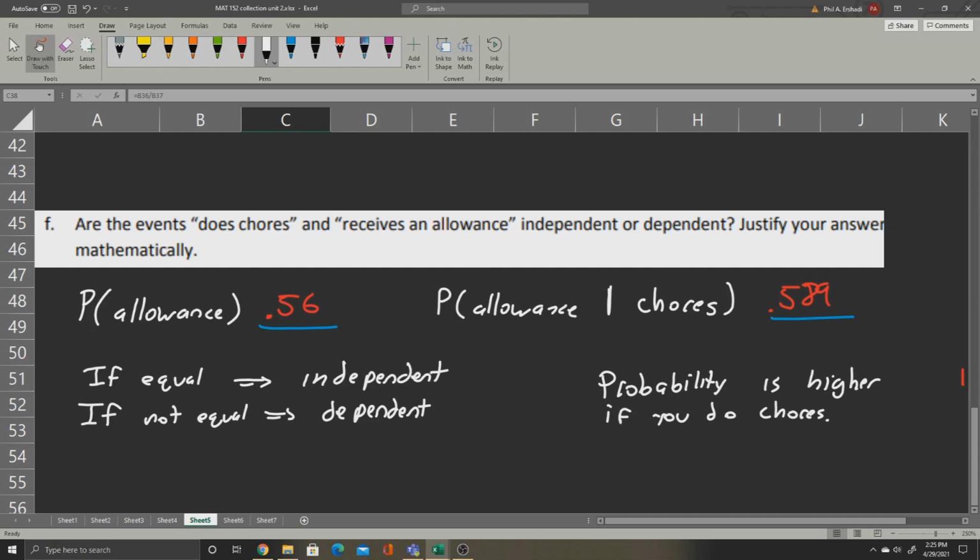This means that if you do chores, you affect the probability of getting an allowance. Therefore, we can say that doing chores will influence your gaining of an allowance. And since the chores do influence your allowance, we say that these events are dependent.